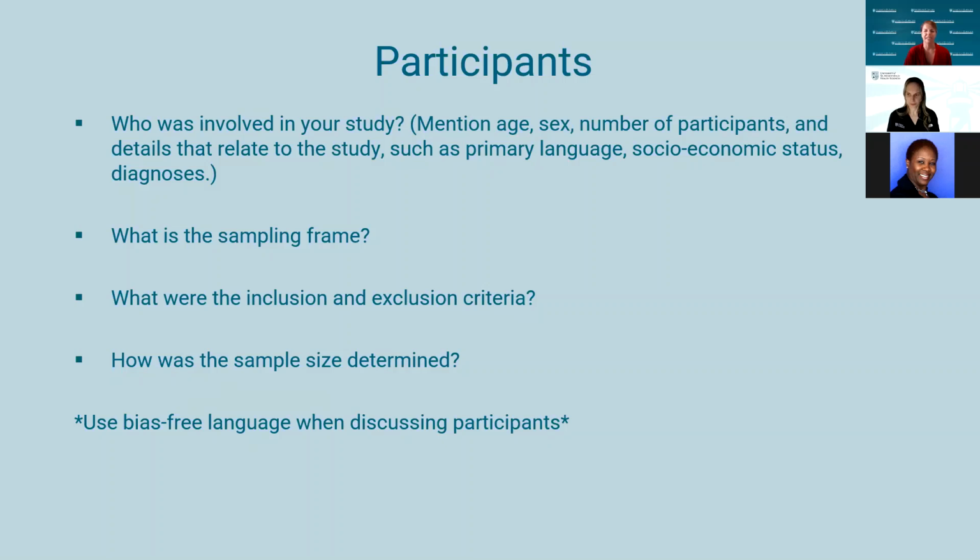So if your study does not include gender, you don't really need to talk about that when you're talking about your participants. Or if education's not important in your study, you don't need to include that in your discussion. So it's really, what does the reader need to understand about your participants? What were the inclusion and exclusion criteria? Sample size, again, that comes from other studies that you've read. And then use bias-free language. We do have a resource in the Writing Center on bias-free language, both in APA and in AMA.